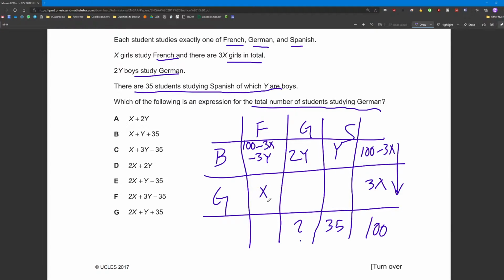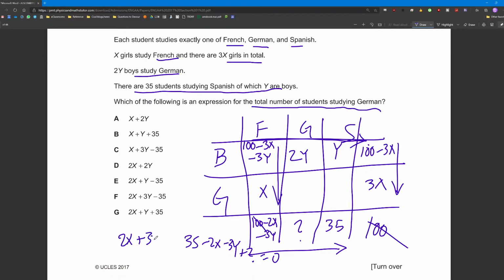Well, that doesn't really matter. Actually, no, it does matter. So this must be 100 minus 3x minus 3y, because you add these up to get this one, and adding these two up, you get 100 minus 2x minus 3y. And if you add these up, you get these three are equal to 100, so cancel 100 from here, and you get 35 minus 2x minus 3y plus question mark is equal to 0. So that means question mark must be 2x plus 3y minus 35, which is right here.